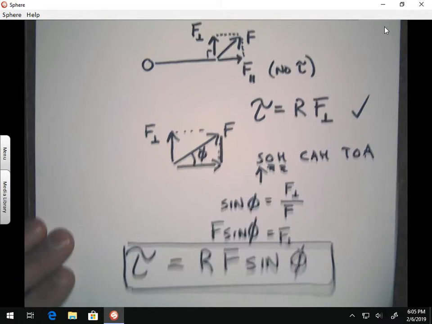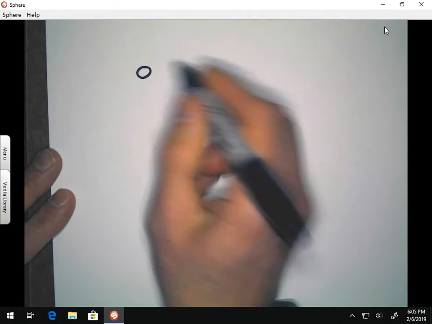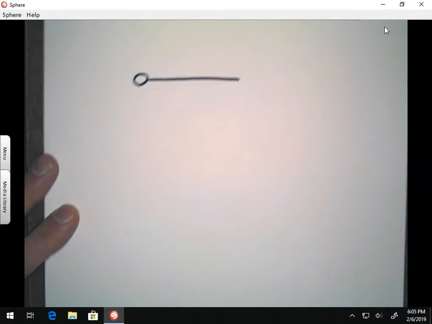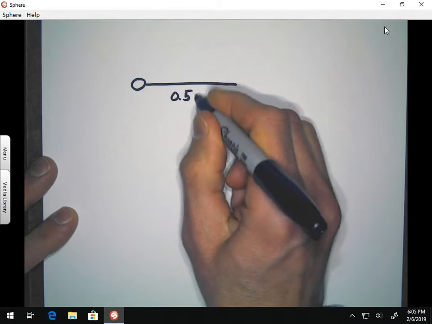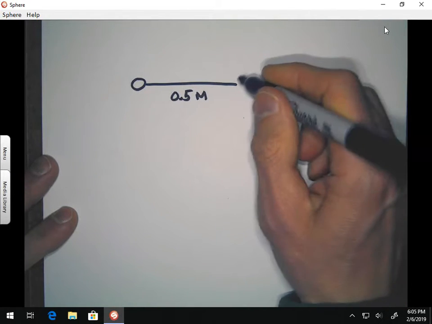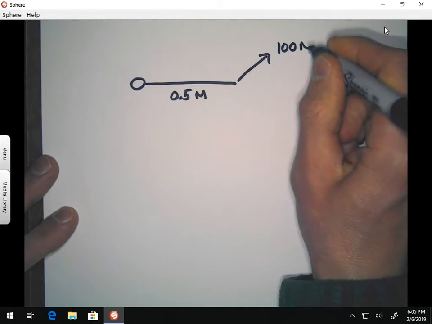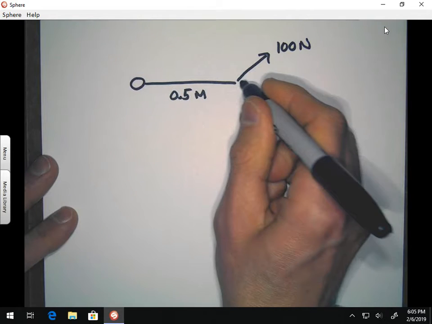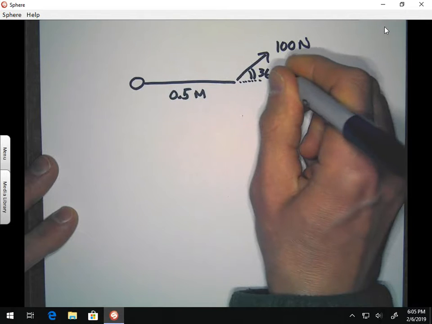Okay, so let's do a quick example. Let's take an example where we have a pivot, and let's do a lever arm of 0.5 meters. And then I'm going to have a force of 100 newtons. And I'm going to make this angle 36.9 degrees.